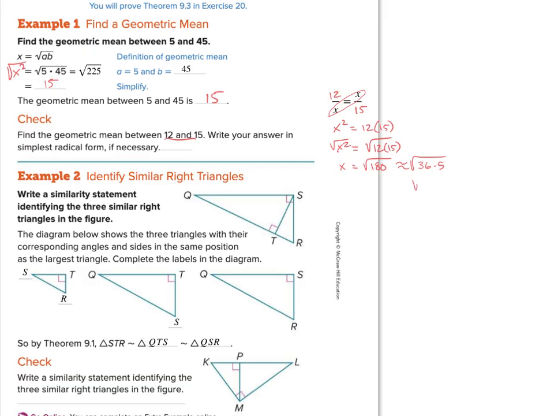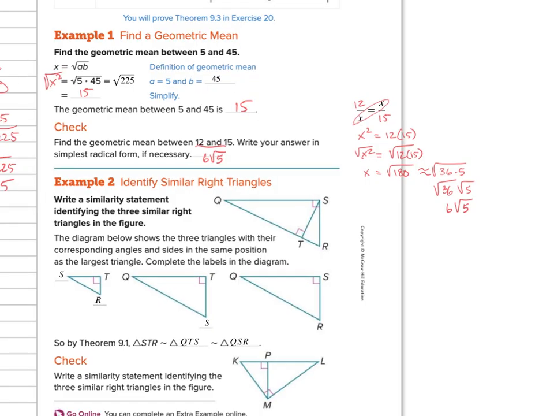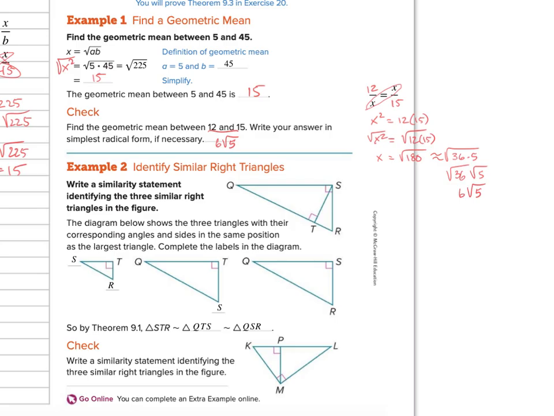So we know that the square root of 36 times the square root of 5, so that should be 6 square root of 5. So there you go. 6 square roots of 5. And that would be the simplest radical form. And hopefully you remember doing that. We should have done that yesterday.